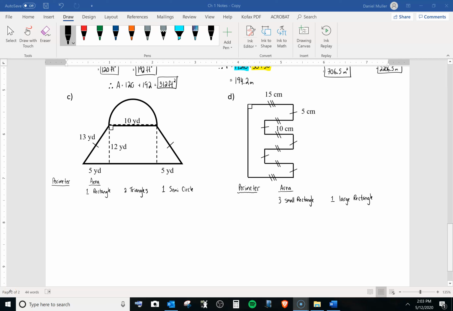Two more questions here. You can see I've already labeled it, so if you need to pause here, you can, and you can label. I've got perimeter and area, but this area of C is made up of one rectangle, two triangles, and then a half circle or a semicircle.